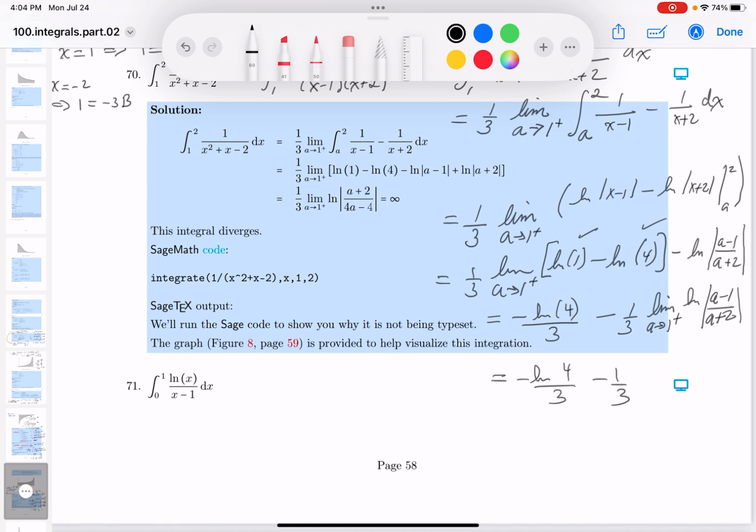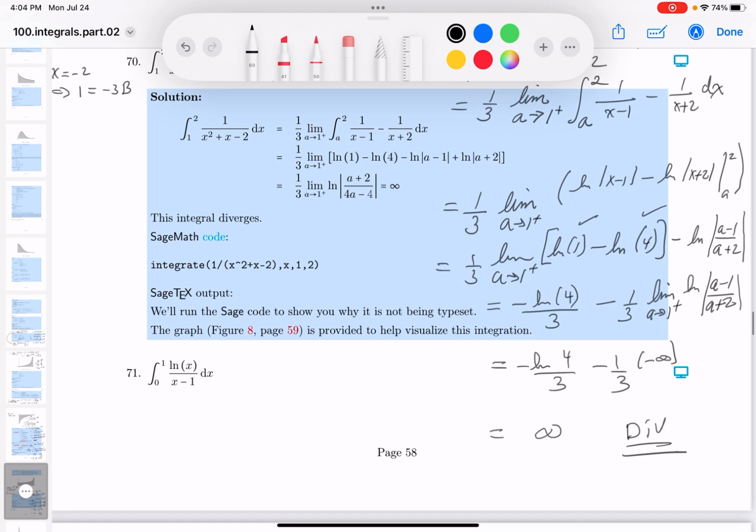And then I've got to think about this. As a goes towards 1 from the right side, I'm going to get 0 over 3, so it's 0 from the right. It's the absolute value, so it really doesn't matter what I'm doing. So the natural log of 0 from the right side is going to be minus infinity, all right? So I'll write that down. And what do you get over here? Infinity. What do I know about this thing? It diverges.